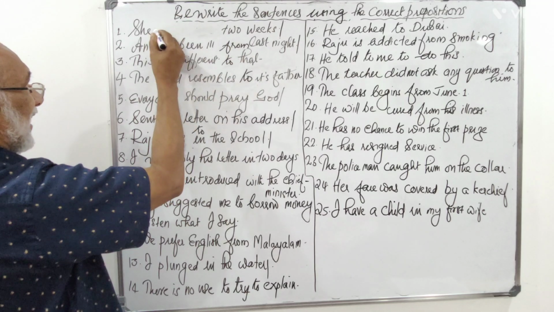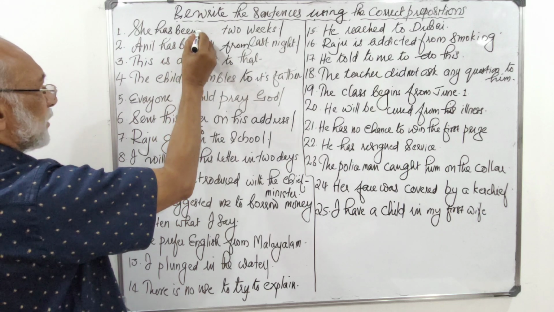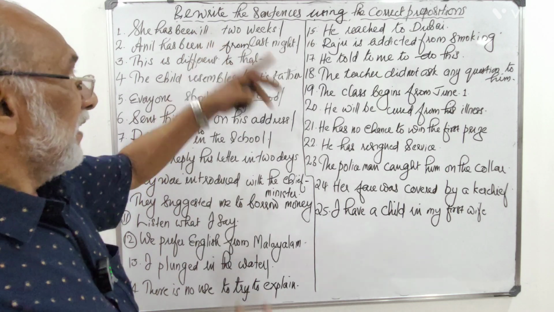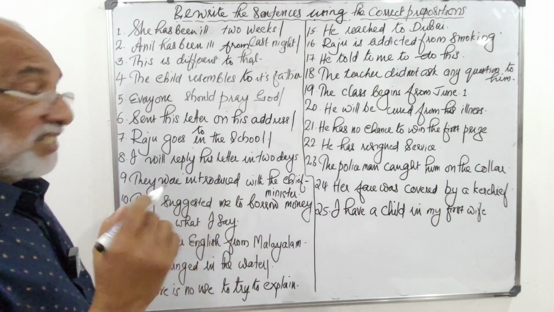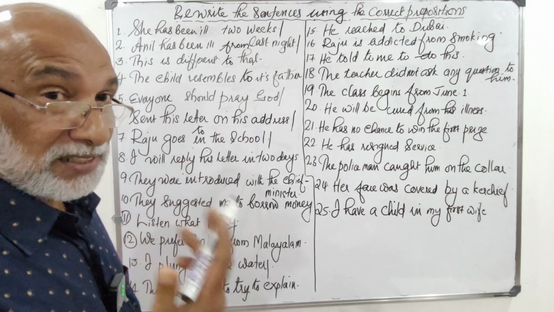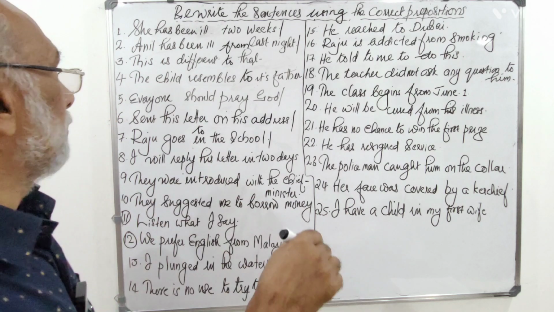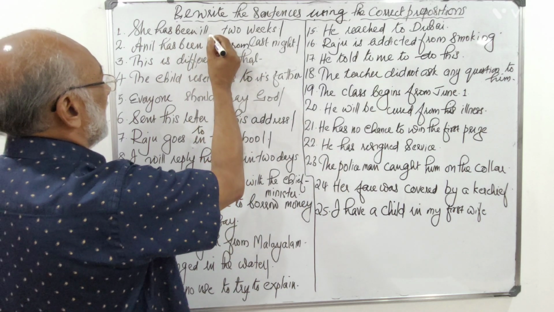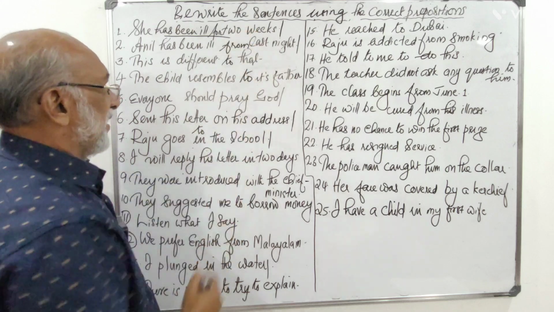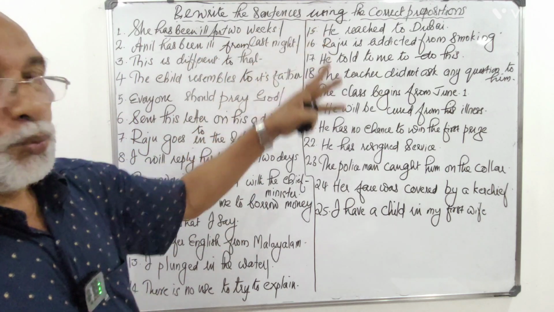she has been ill. Then what about since? I have already removed it. Since should be replaced by for. Length of time or period of time is always referred to by for, the preposition for. She has been ill for 2 weeks. So that is the correct expression. She has been ill for 2 weeks.